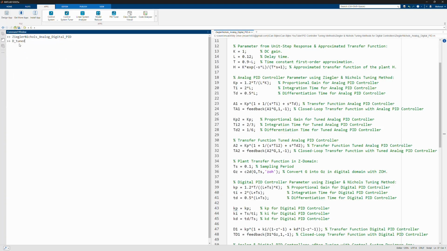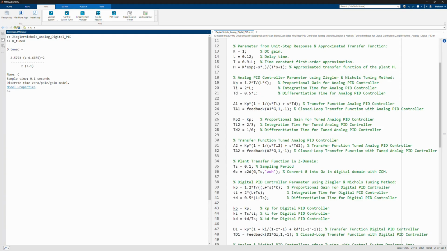Underscore tuned. And that's actually the transfer function. You see here is 2.57, etc. So close to what we have, and also the 0 is there. And that's actually how you do it. So you can export that. And now you can use this transfer function for your design.